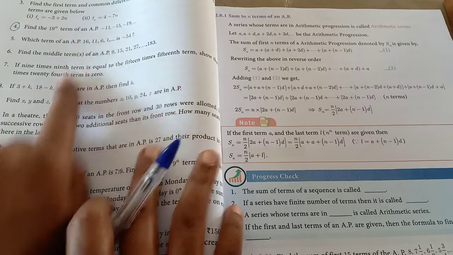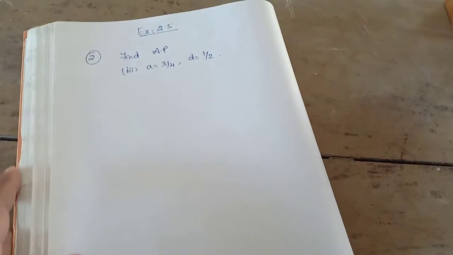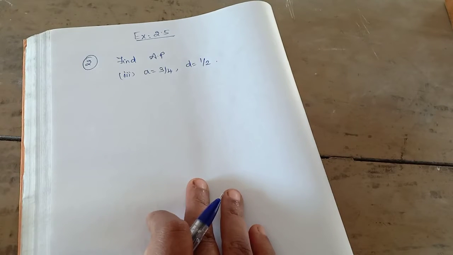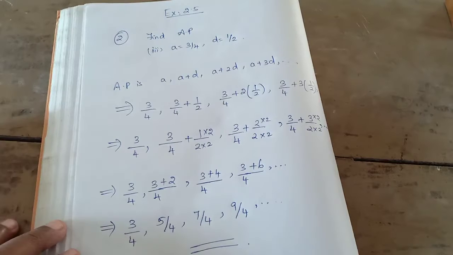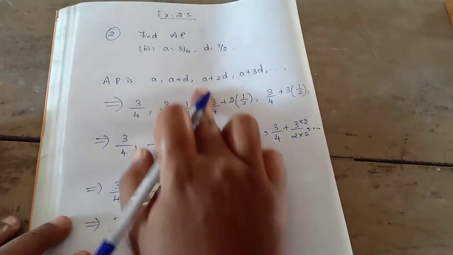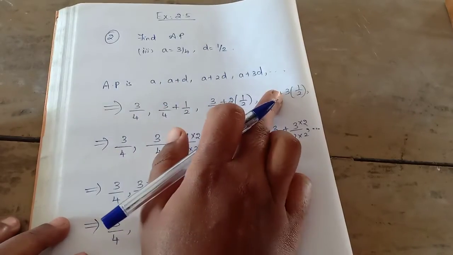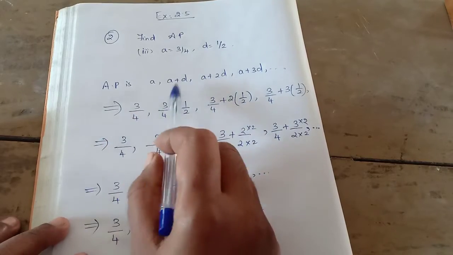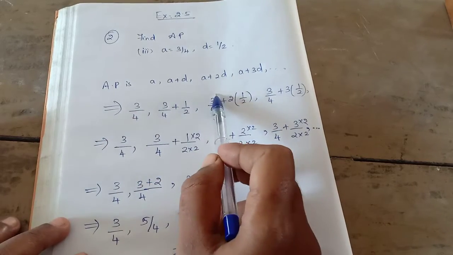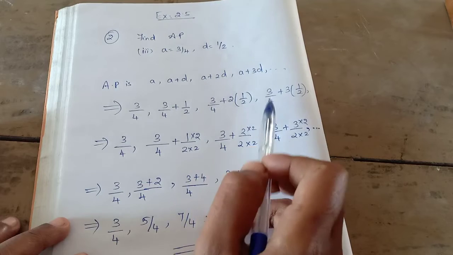Okay, students? In that exercise 2.5, second Roman, there are 3 problems. 2 problems you already did as homework, and now listen to the 3rd problem. Listen students, very simple concept. They asked AP. So general form we wrote a plus d, a plus 2d, a plus 3d. So a value is substituted, then a plus d value, then a plus 2 into d value, then a plus 3 into d value.